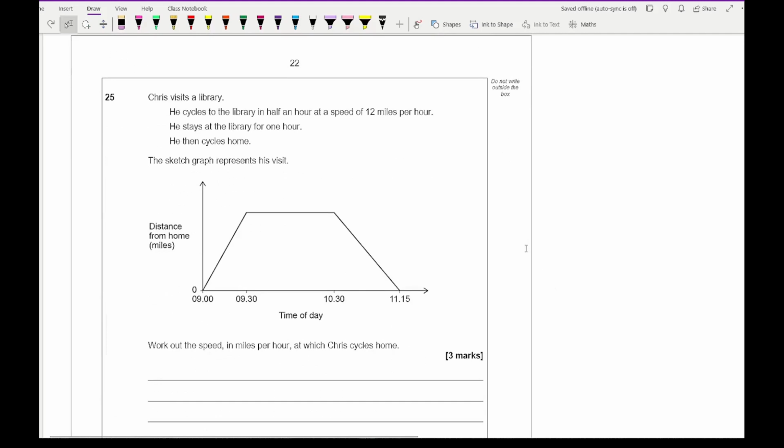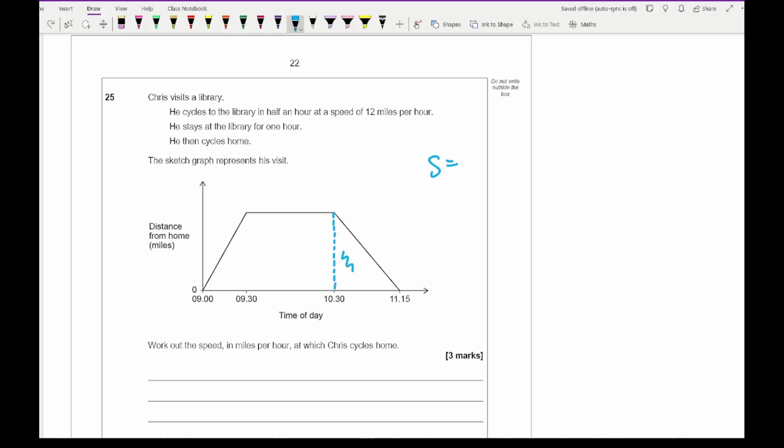Then moving on to question 25, it says Chris visits the library. He cycles to the library in half an hour at a speed of 12 miles per hour. He stays in the library for 1 hour, then cycles home. Work out the speed in miles per hour at which Chris cycles home. So what I'm focusing on is this area here.